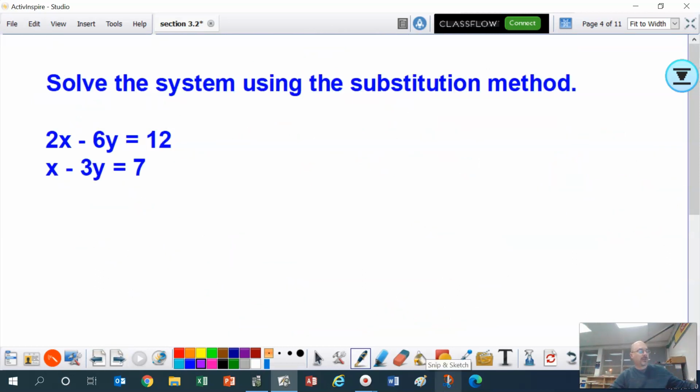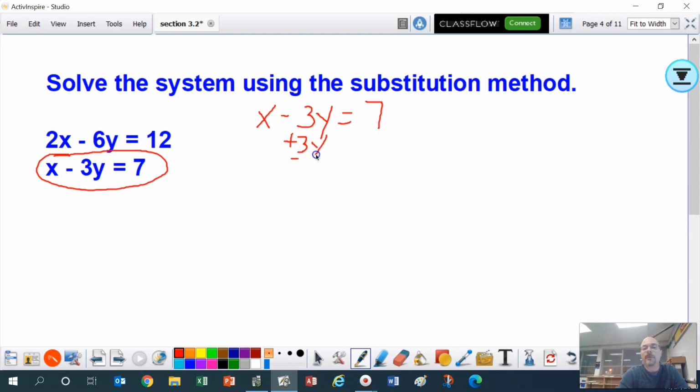All right, so in this problem, let's take a look at what's going to go on here. All right, so I'm going to pick this equation and solve for x because again, I want life to be easy. I want as few steps as possible. So I'm going to get x by itself for that one. So let me rewrite it up here. All right, so I'm going to go ahead and I'm going to add the 3y to both sides.